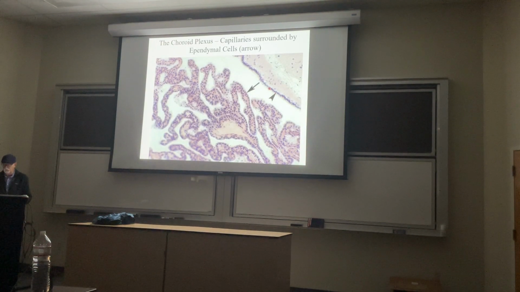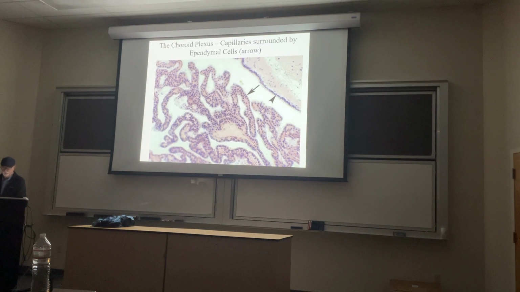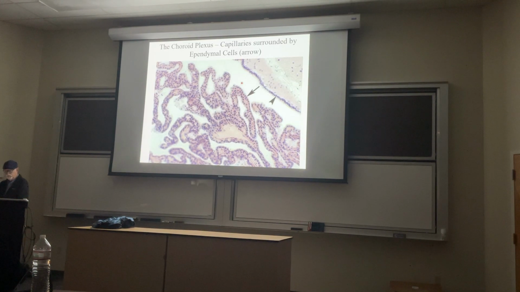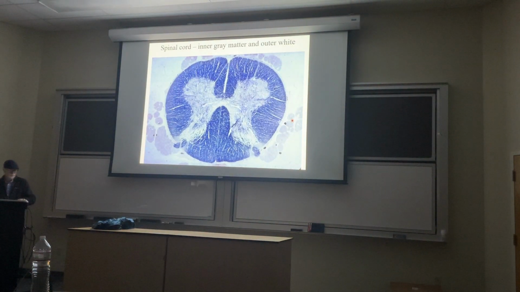Here's the ependymal cells. This would be the ventricular space or the central canal. It's the spinal cord space. And this is the choroid plexi, the choroid plexus. So it's producing the cerebrospinal fluid and circulating around. Just a bit more.